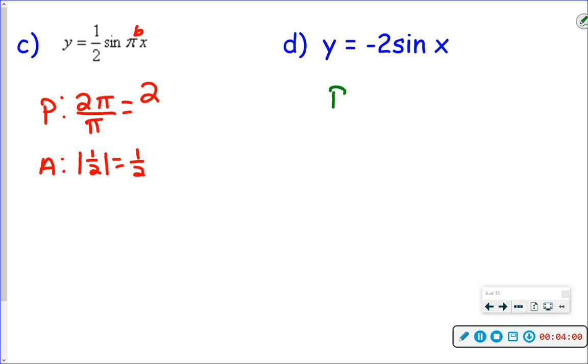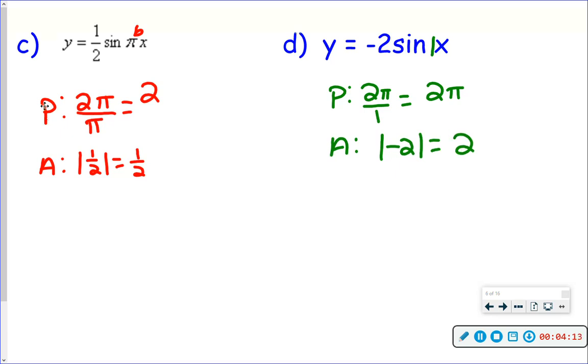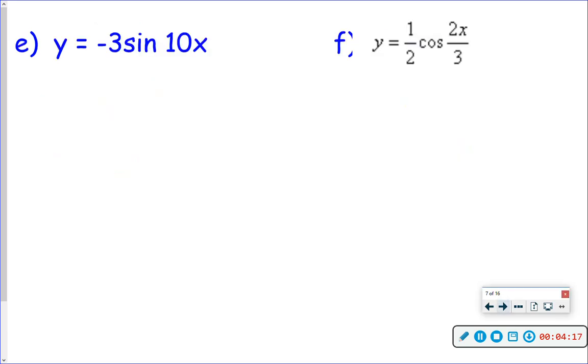All right, period, 2 pi over b. b in this case, our coefficient of x, is just 1. That's nice and easy to calculate. Amplitude, absolute value of A. So our height is 2. The negative would just be a reflection over the x-axis, and you'll see that when we get into the actual drawing.